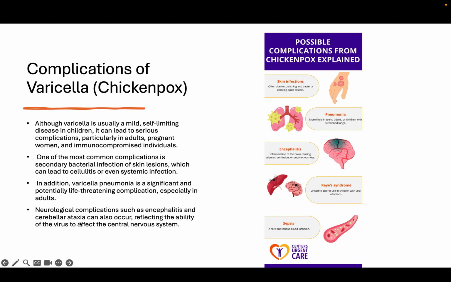But of course, the varicella zoster virus can go inside to your lungs, causing pneumonia, but it can also go into our brain to cause a lot of neurological complications. Like encephalitis or cerebellar ataxia. Cerebellar ataxia is basically damage to certain areas in your cerebellum.